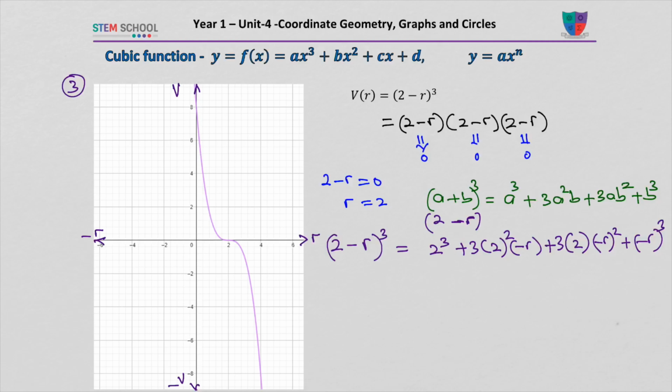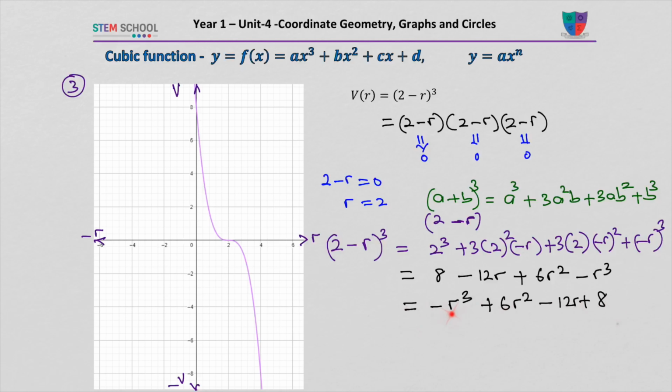Okay, so 2 cubed, 3 times 2 squared times minus r, plus 3 times 2 times minus r squared, plus minus r cubed. Now I get 8 minus 12r plus 6r squared minus r cubed. And then I rearrange it in the standard form of a cubic equation: minus r cubed plus 6r squared minus 12r plus 8.